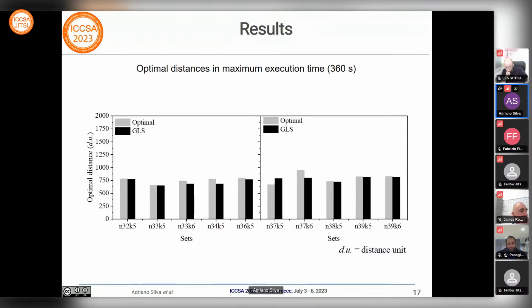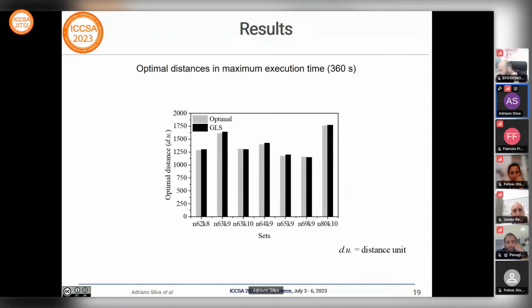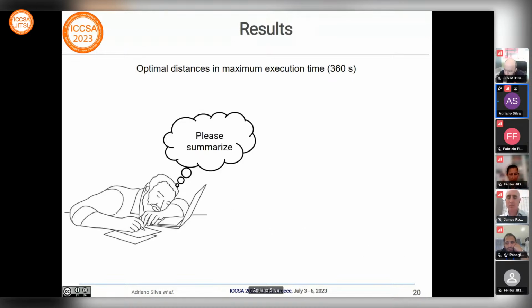So the optimal distance in this work was always found within the highest execution time, 6 minutes in this case, as expected, and the results are shown here in these graphs. As you can see, a comparison between the results obtained with guided local search, in this case GLS, with the optimal distance reported, the best known solution in the literature. We have a lot of instances, so there's a lot of information, but I will summarize later for you, because here we can see different performances comparing the result obtained by guided local search and the best known solution.